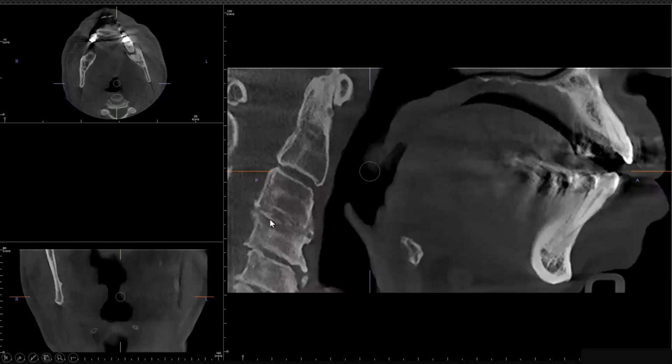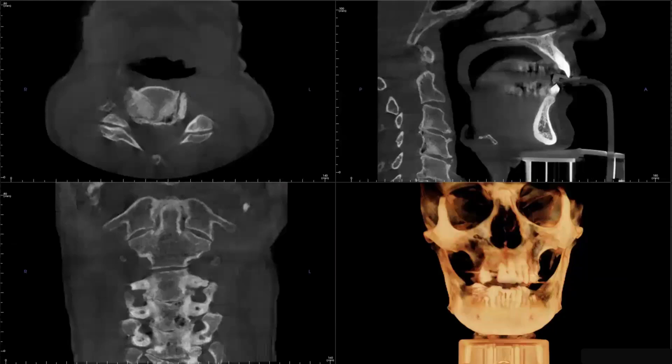Obviously, you're looking for any type of pathology in the spine, but this is the common one, just osteoarthritis. There's even calcification within the disc space here. So there's disc degeneration, there's calcification. The patient's probably going to have neck stiffness and some pain, your typical osteoarthritis.